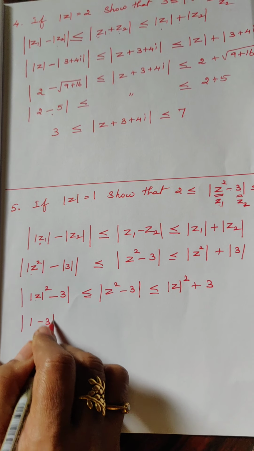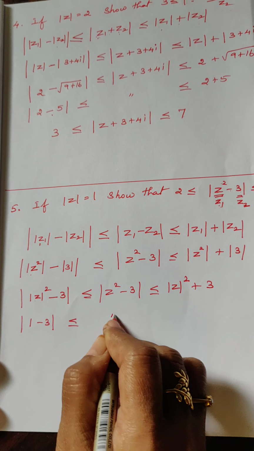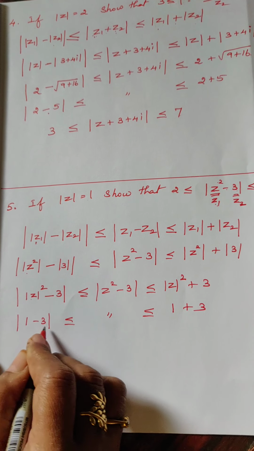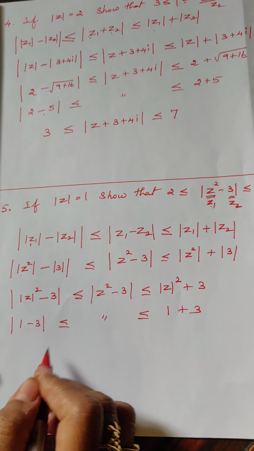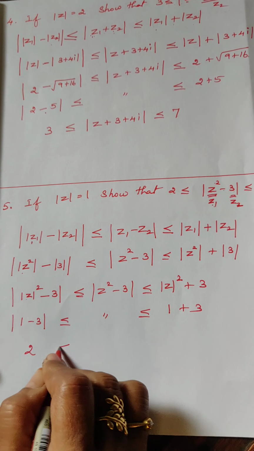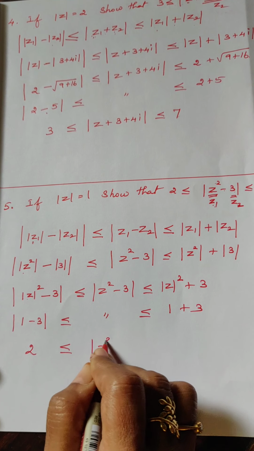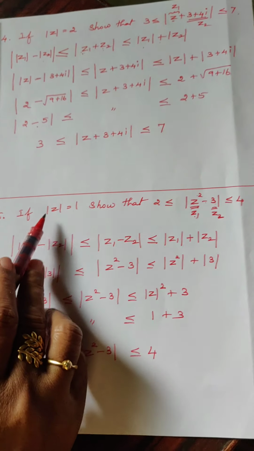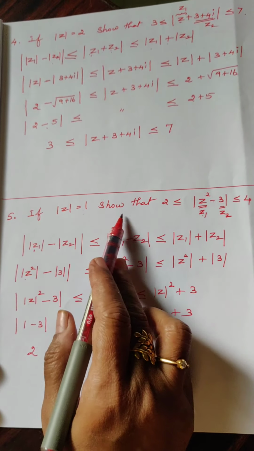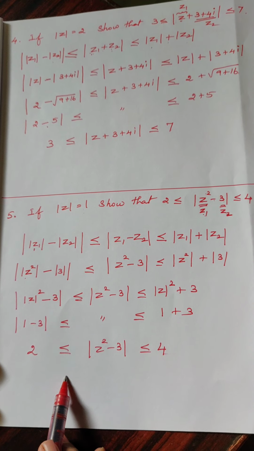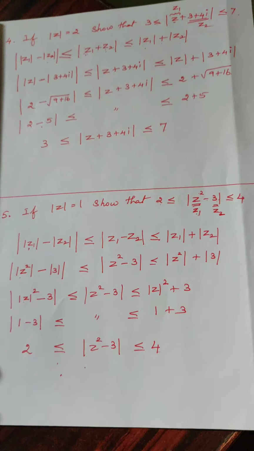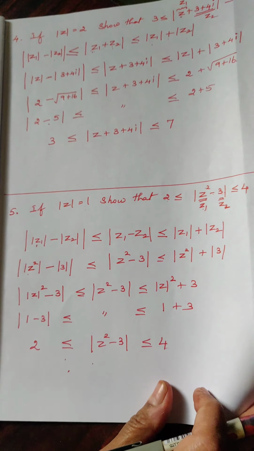Minus 3. Lesser than or equal to the same part. Lesser than or equal to 1 square 1 plus 3. What is 1 minus 3? Minus 2. Modulus of minus 2 is 2. Lesser than or equal to modulus of z square minus 3. Lesser than or equal to 4. Check the result. If modulus of z is equal to 1, show that. I have shown this result. 2 lesser than or equal to z square minus 3 lesser than or equal to 4. Is it clear in this problem?